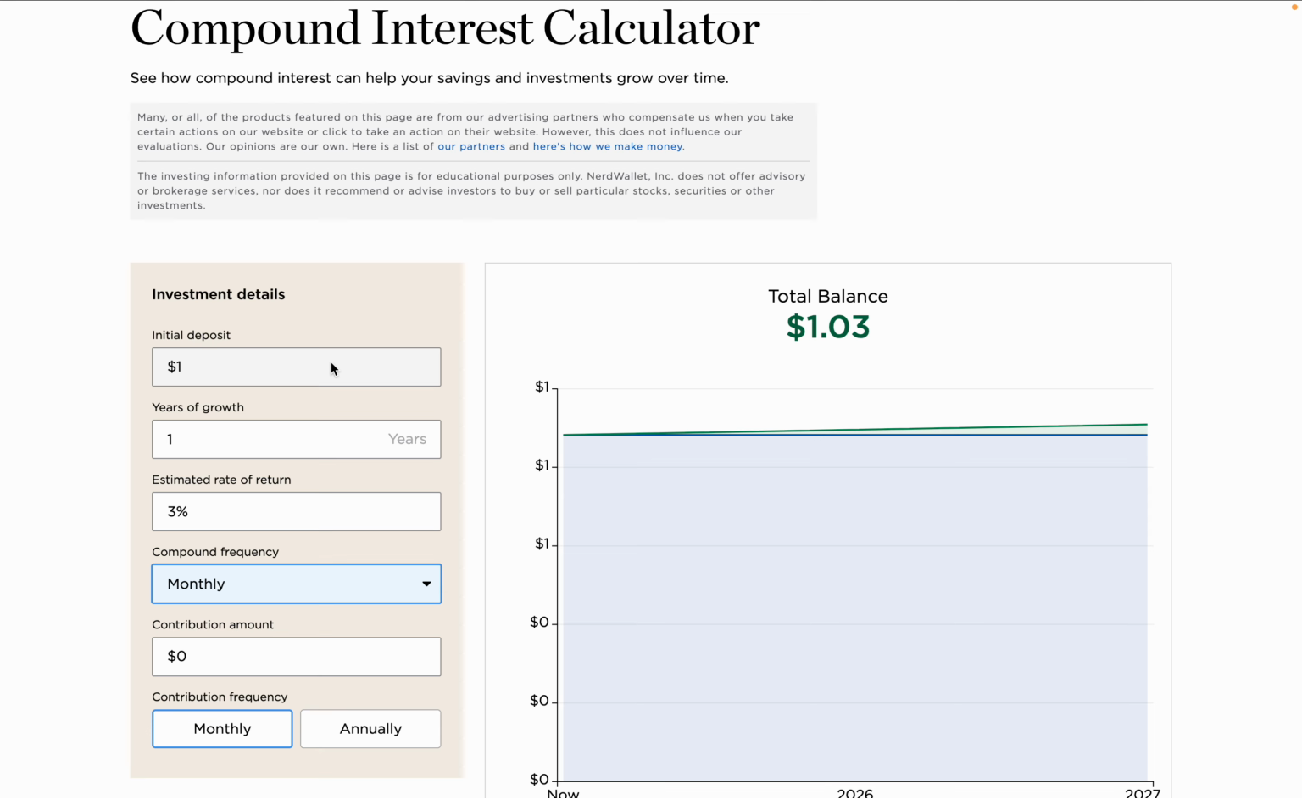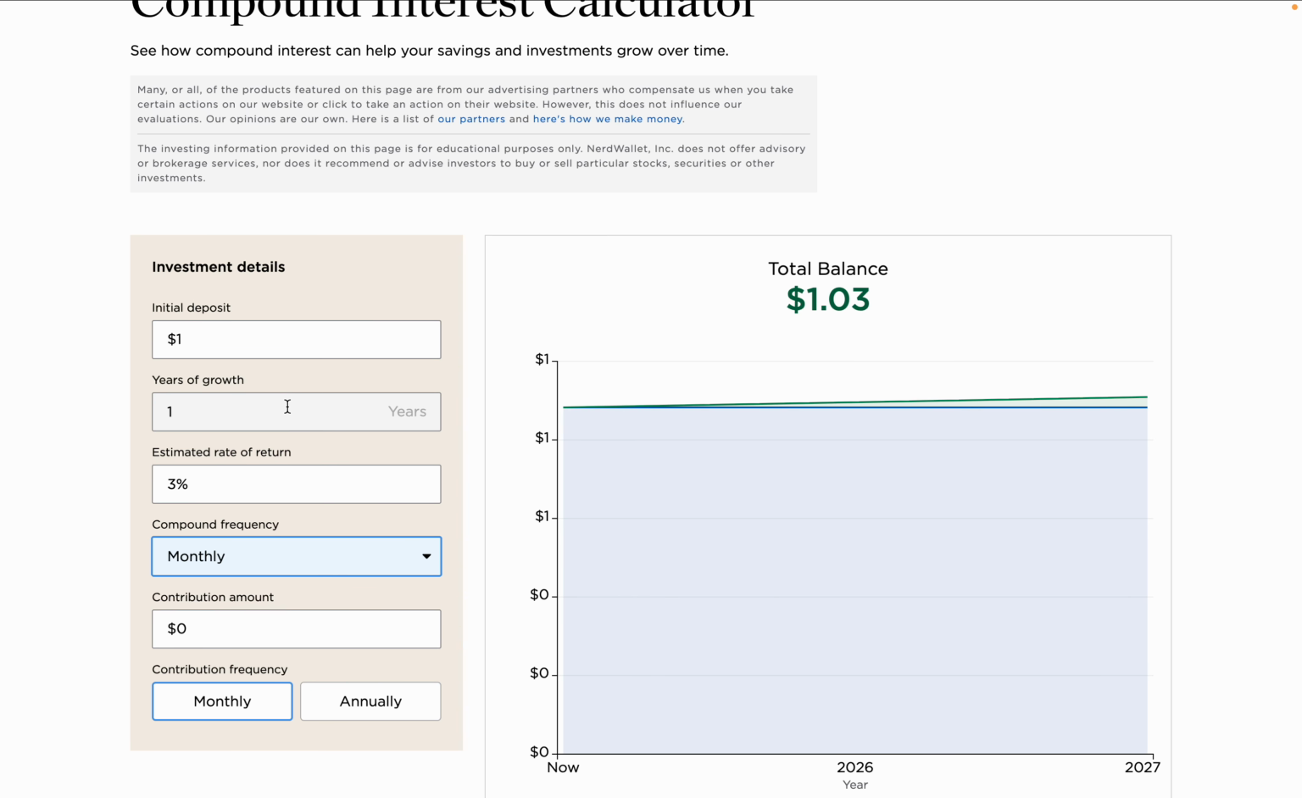For all of these examples, we will assume the stock market returns an average of 10% per year. Okay, that has been the return in the last 100 years, but this is not a guarantee. So it's not financial advice. Please do your own research. Okay, so let's jump right into it.